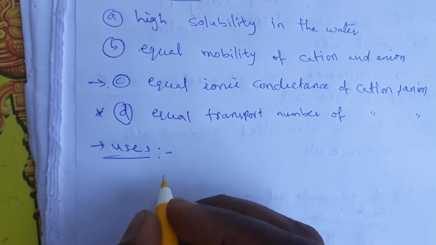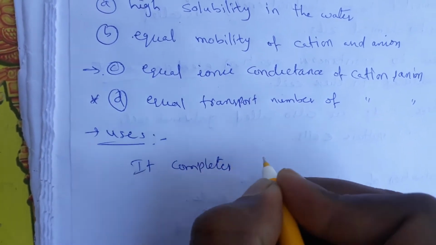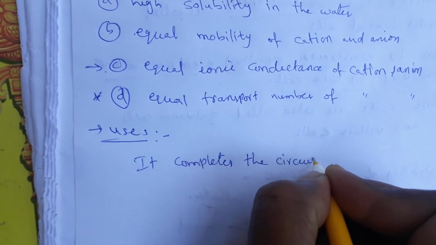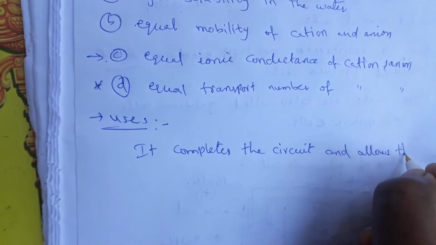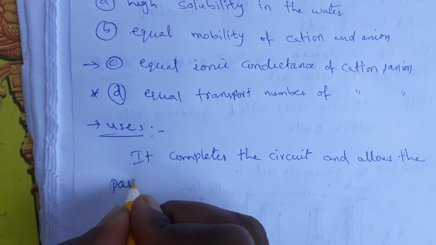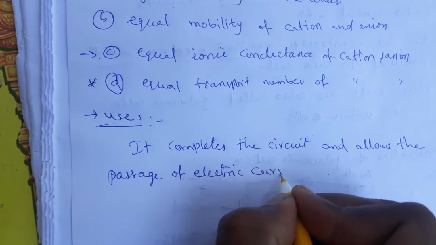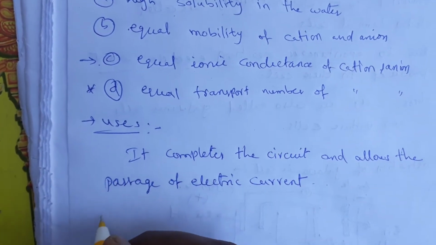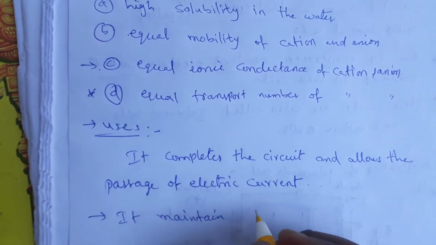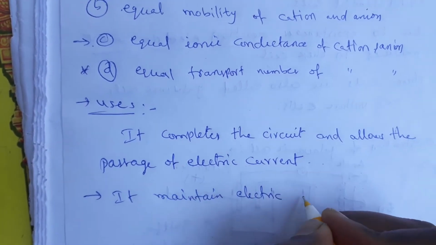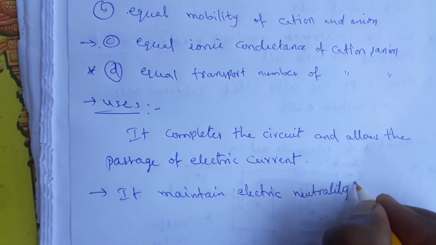So the uses will be: it completes the circuit and allows the passage of electric current, and it maintains electric neutrality in both the half cells.